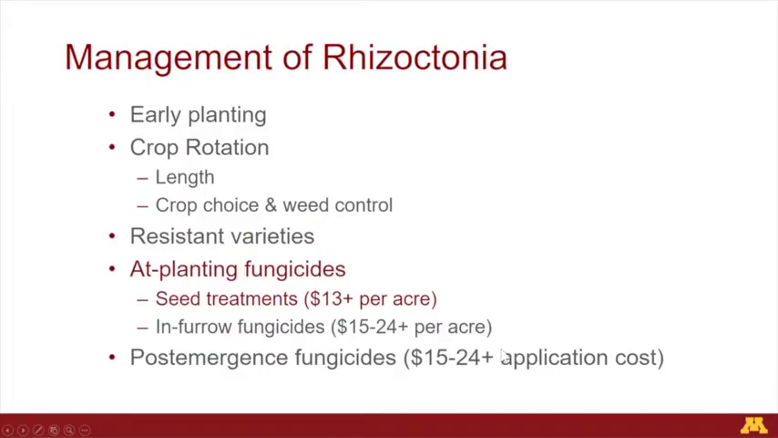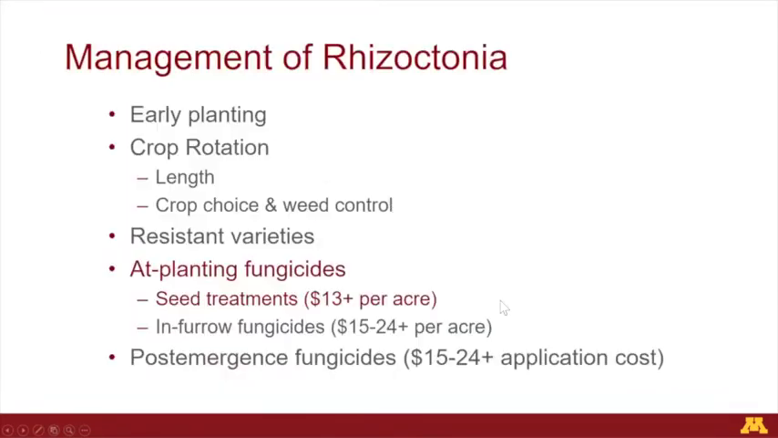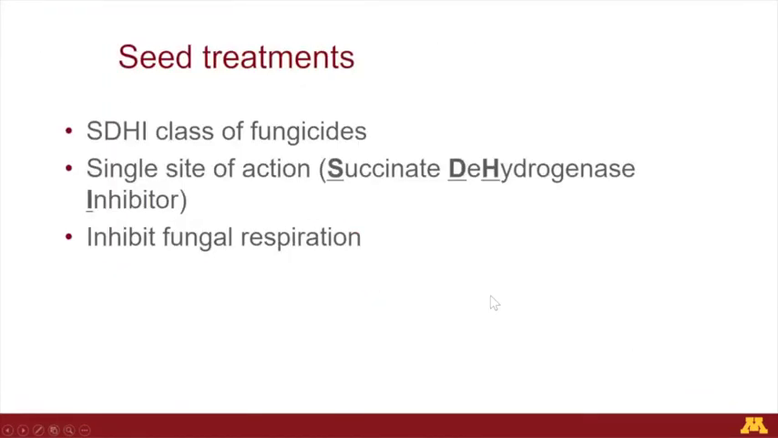And I want to switch gears and look at the at-planting fungicides, right? So the major development we have in sugar beets since 2014 was we have several seed treatments that were labeled, but most of them belong to one class. It's called a succinate dehydrogenase inhibitor. So they target one single enzyme that's essential for this pathogen, so it cannot breathe. Almost like you're choking it, right?